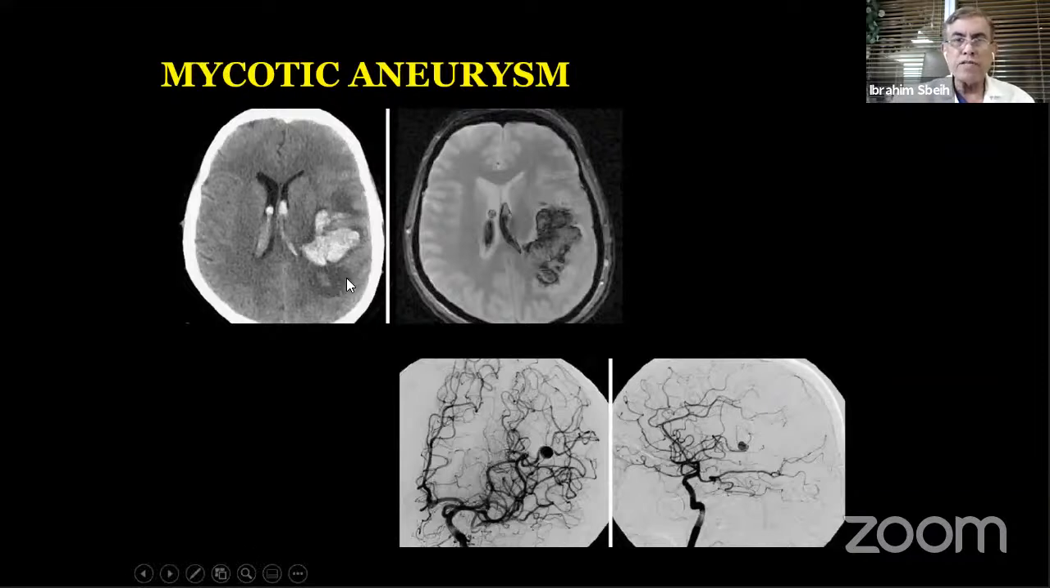Now you are in the emergency room and you get a picture like this. Should you think of mycotic aneurysm? Yes, of course. All the causes of a brain hemorrhage must run through your mind with every case you see. Even if you see it every day, you have to think of it with every patient. You have to run through these causes of hemorrhage to reach a proper diagnosis and therefore proper treatment.